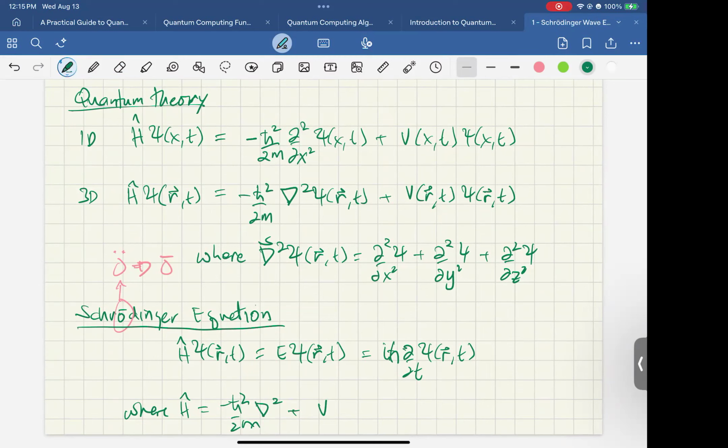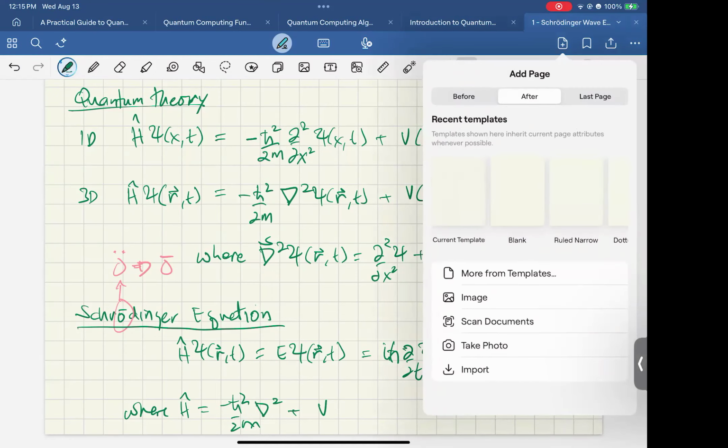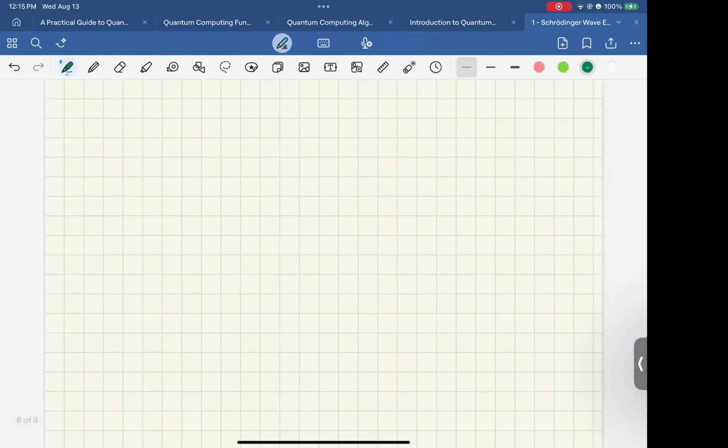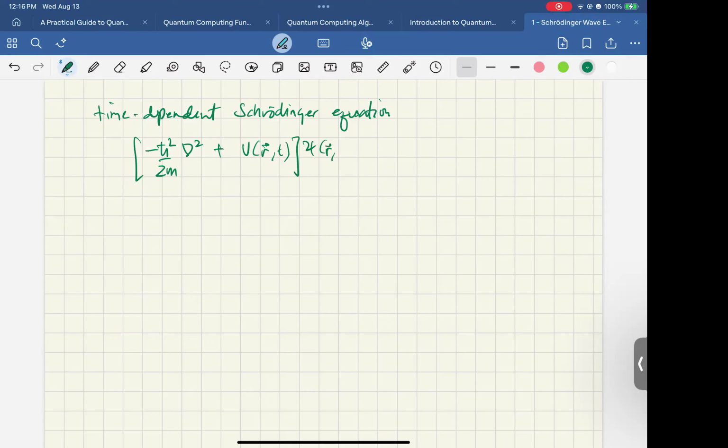So now we have the full time dependent Schrödinger equation, written as negative h bar squared over 2m del squared psi of r t plus v of r t, psi of r t equals i h bar partial with respect to time of psi of r t.